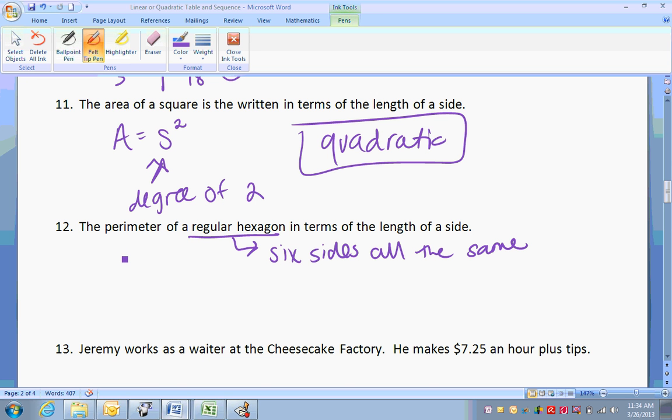So if the side length was x, we would be adding x together 6 times, which when you add 6 x's together, it gives you 6 times x. So this would be the equation. Perimeter equals 6 times x would be the equation for our perimeter of a regular hexagon. And we know that this is linear because this equation does not have a degree of 2. The highest exponent is 1, so we know it's linear.